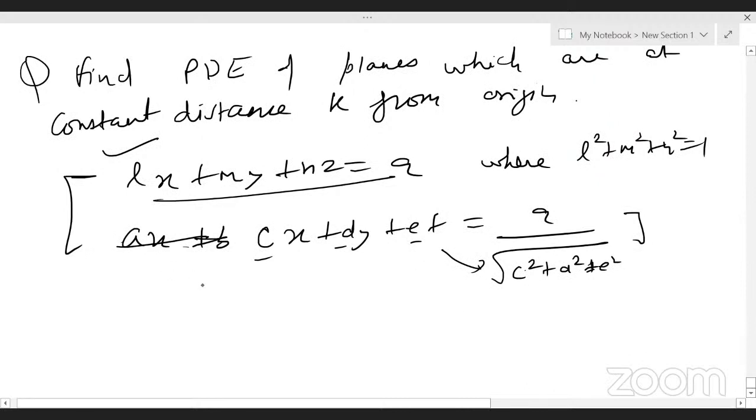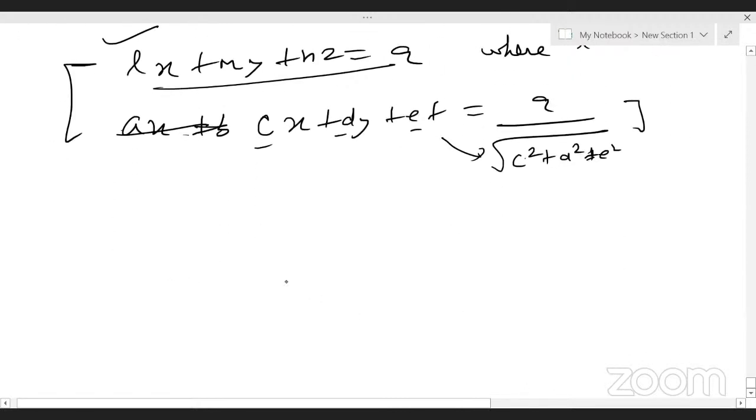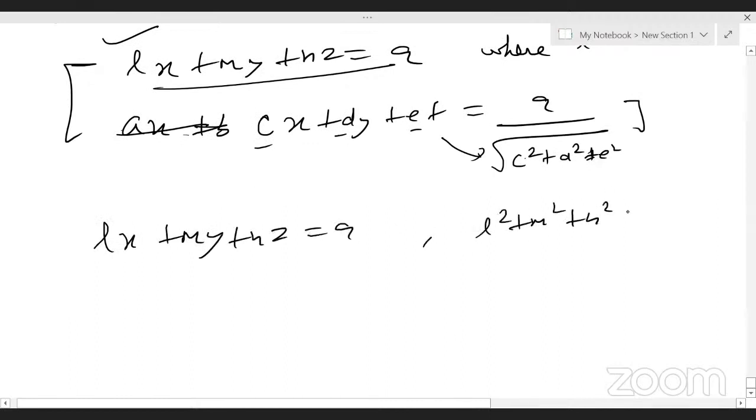So this is the question. It is saying there is a constant distance A. So Lx plus My plus Nz is equal to A, and also L square plus M square plus N square is equal to 1. These are the equations that we have to use.